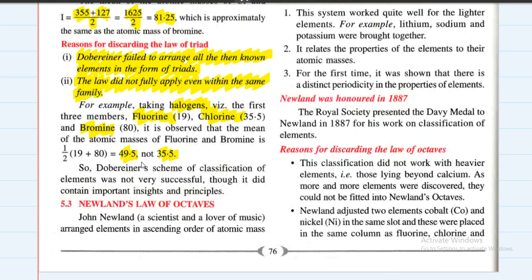be according to डॉबरेनर. मतलब डॉबरेनर का जो ट्रायड वाला मेथड था वो सारे एलिमेंट्स पे एप्लीकेबल नहीं था, सिर्फ कुछ ही एलिमेंट्स, 3 एलिमेंट्स के ग्रुप पे ही एप्लीकेबल था. सो डॉबरेनर के मेथड को डिस्कार्ड करना पड़ा. It was not a successful method for classifying elements. ठीक है, बट ये फर्स्ट अटेम्प्ट था.